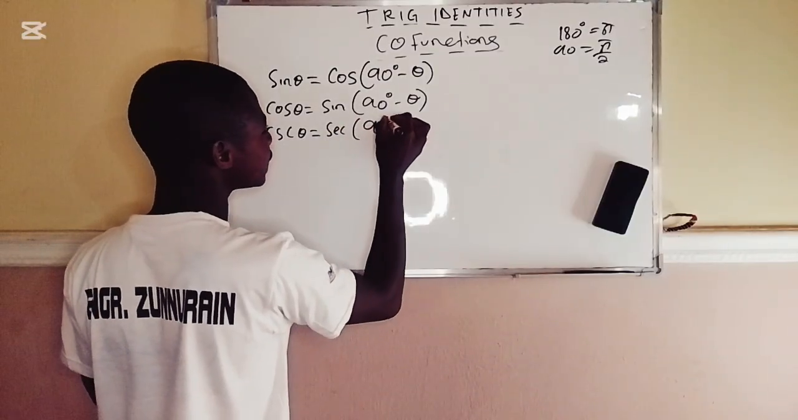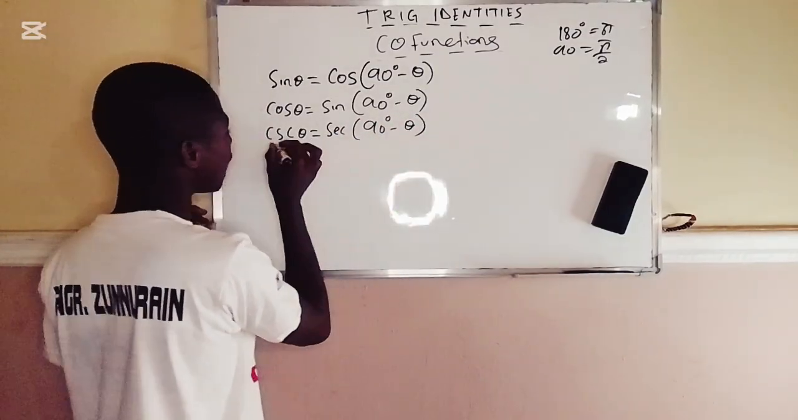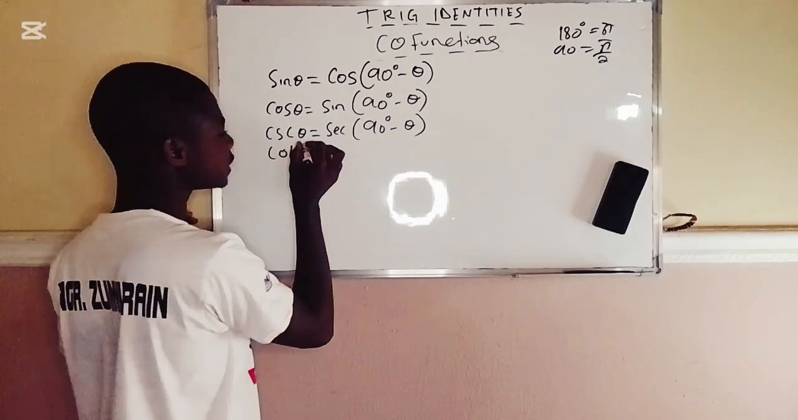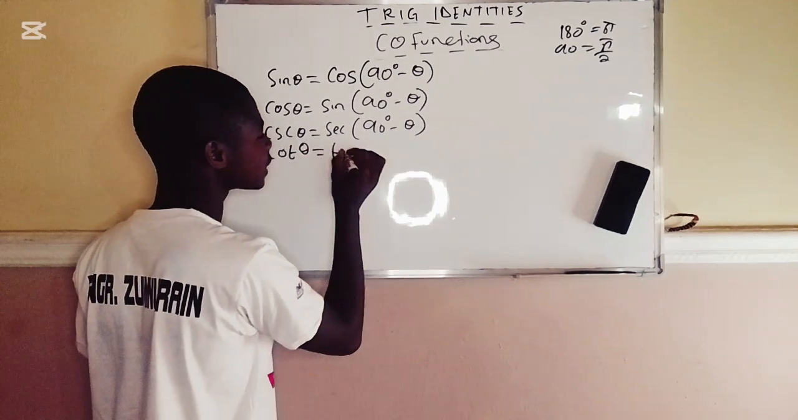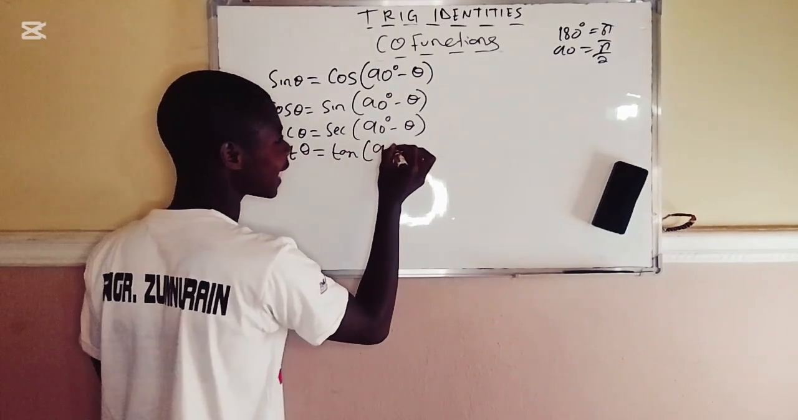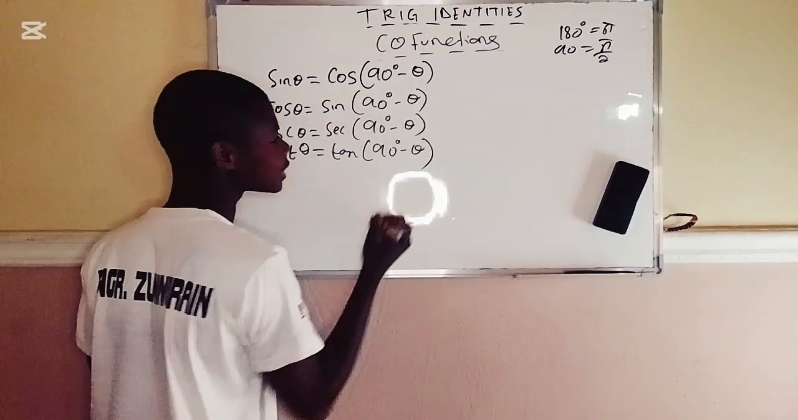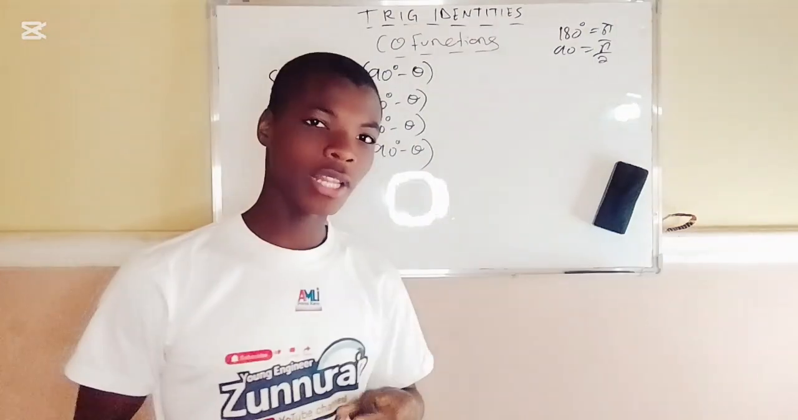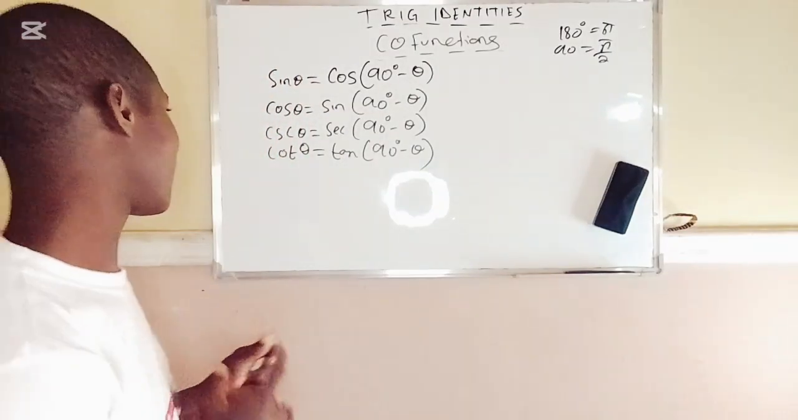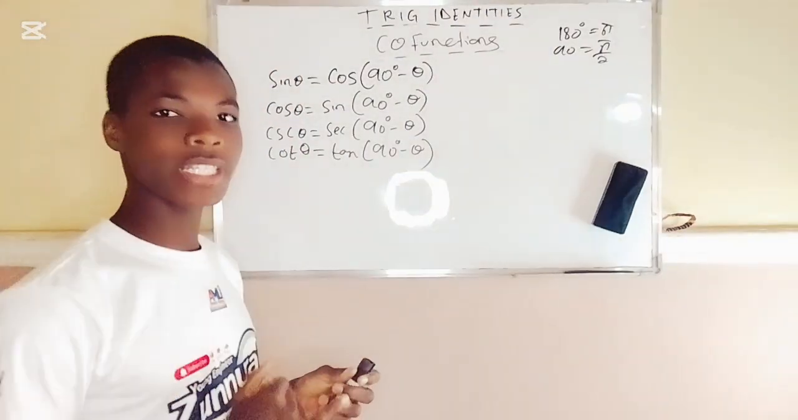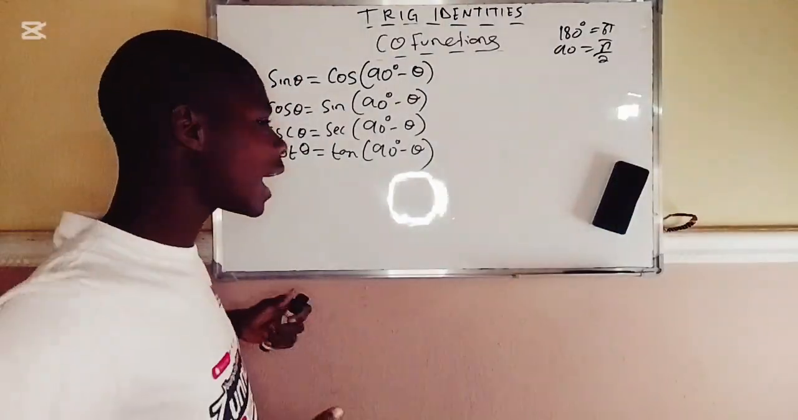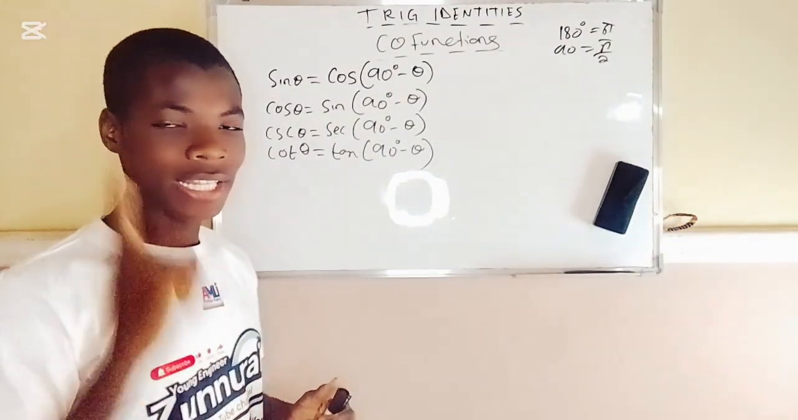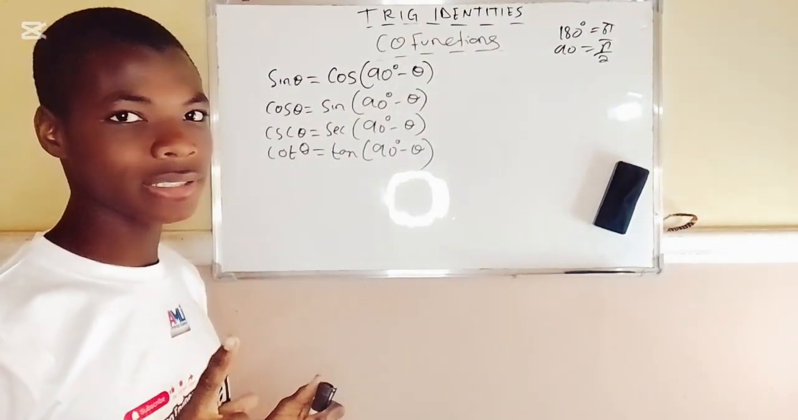Secant of 90 degrees minus theta. And also cotangent theta will be equal to tan of 90 degrees minus theta. But you have to know that whenever sine or cosine functions are added to 90 degrees, they are equivalent.